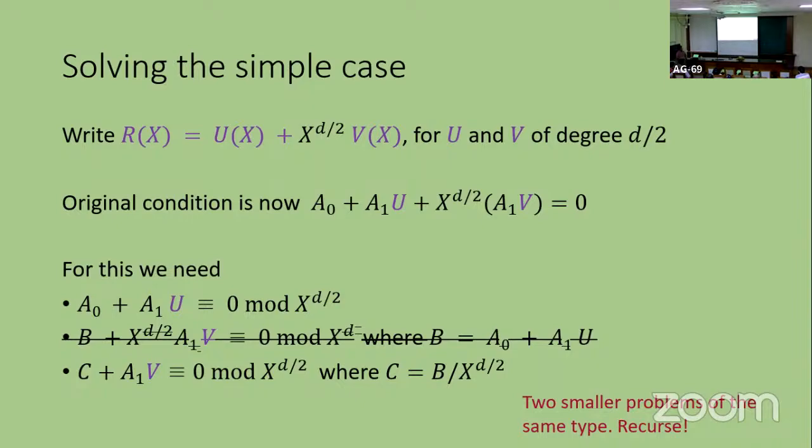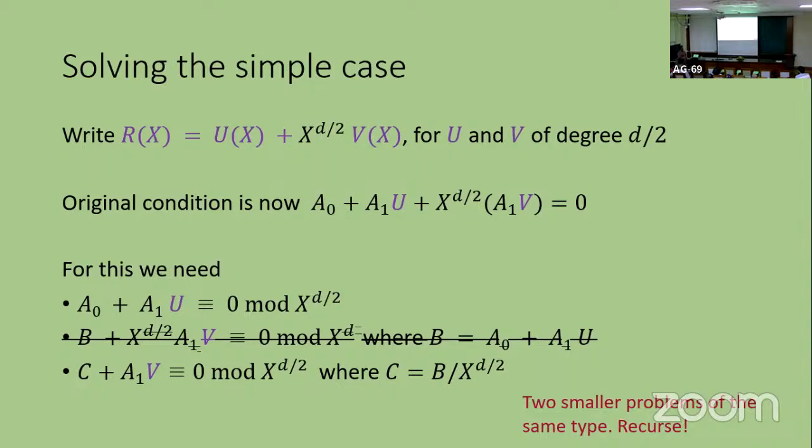The sharper ones among you would notice that C still has a U inside it. But once you solve the first one, you can get to the second one. Essentially, you now have two smaller problems of the same type. You can recurse and stitch them together at the end.